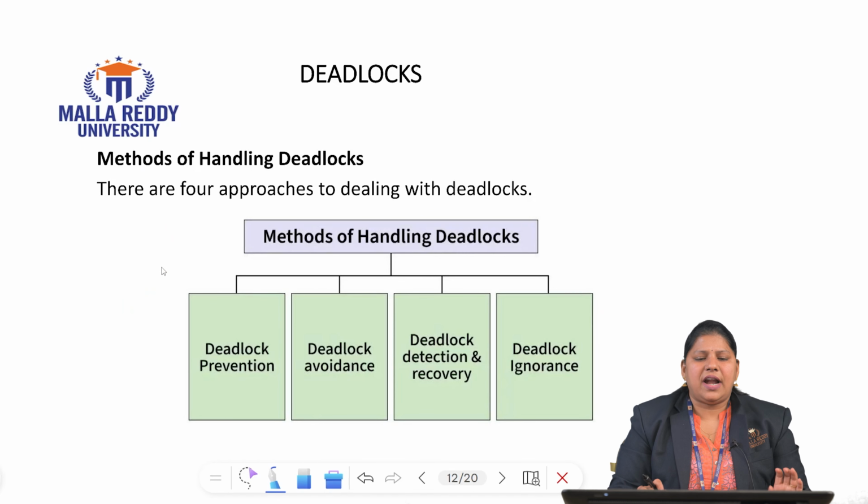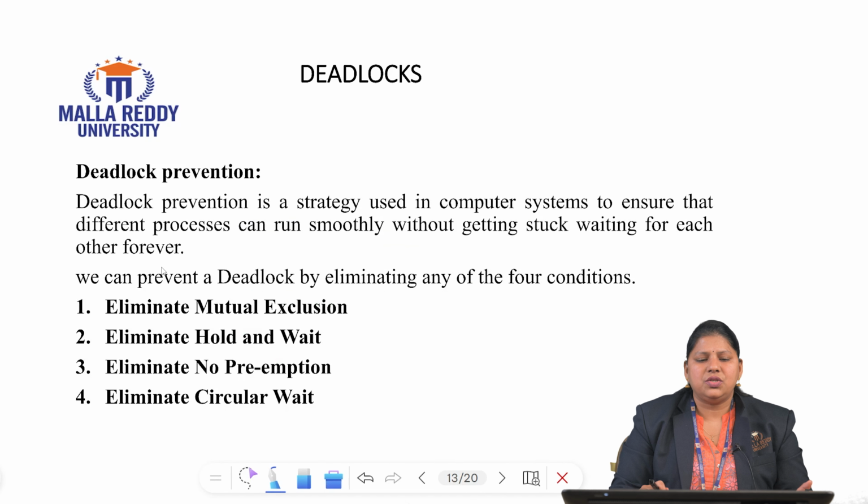Methods of handling deadlocks. There are 4 approaches to dealing with deadlocks: deadlock prevention, deadlock avoidance, deadlock detection and recovery, and deadlock ignorance. The first one is deadlock prevention. Prevention strategy: we have already discussed the 4 necessary conditions for deadlock. If we prevent these 4 conditions beforehand, then there is no chance for deadlock to occur.